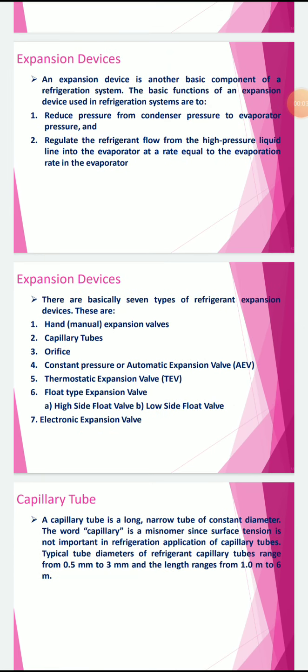The expansion device function is to reduce the pressure from condenser pressure to an evaporator pressure. Expansion devices. There are basically 7 types of refrigerant expansion devices.